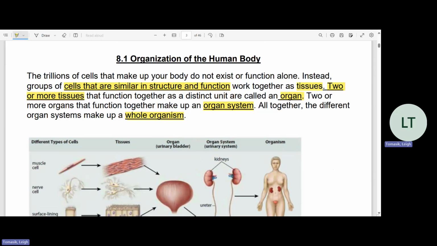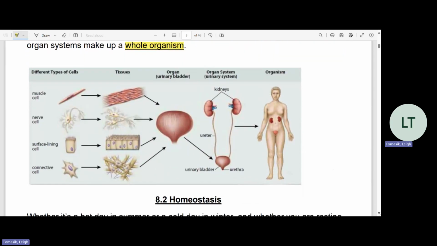So we have some examples in this picture down here, different types of cells. So you have four major different types of cells in your body. You have muscle cells, their job is to move. You have nerve cells, their job is to send messages very quickly from your brain to all of your body parts and back. You have surface lining cells, those are cells on the outside of your body, but also on the inside of your body. So if you think about your mouth, right?